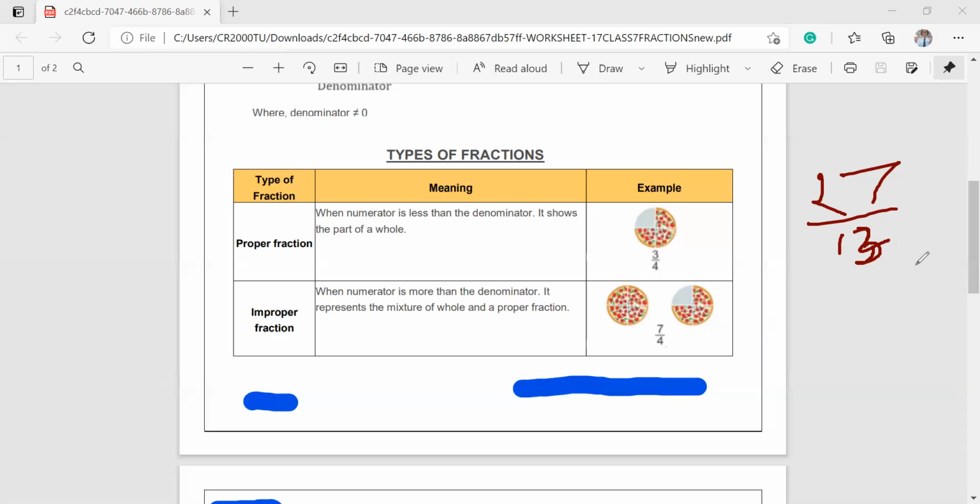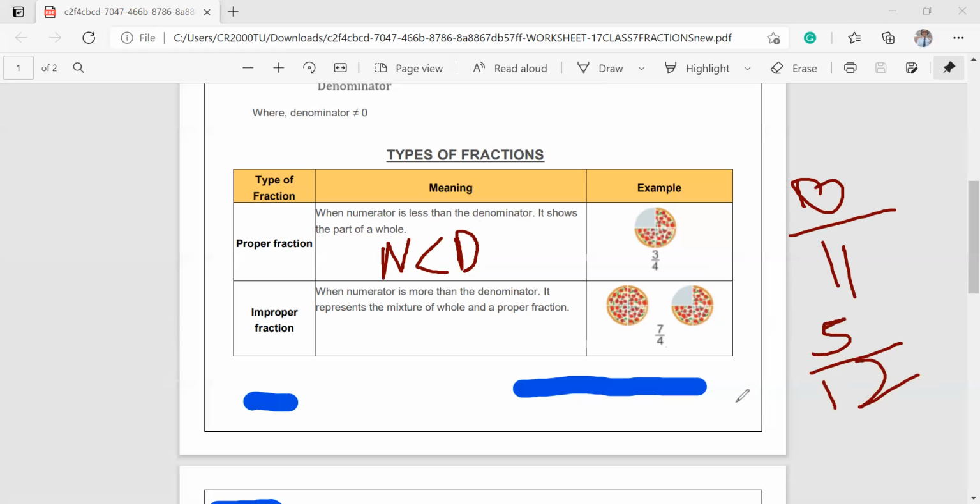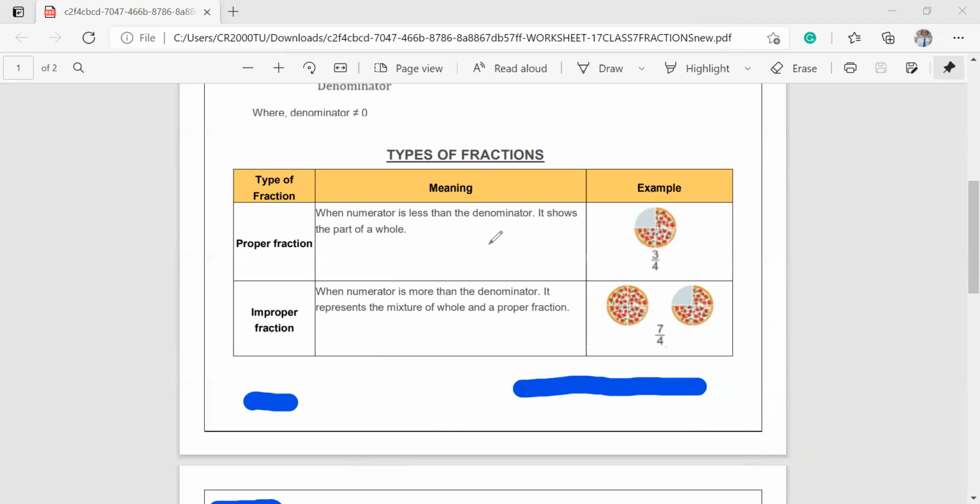When the denominator is lesser than the numerator, then it is called an improper fraction. Nothing more is here to explain. In a proper fraction, the numerator is smaller than the denominator. In any number you see, if you see 10/11, if you see 5/12, or if you see 1/infinity, we can see that the numerator is smaller than the denominator. So in the first we have numerator smaller than denominator, and in the second we have numerator bigger than denominator.